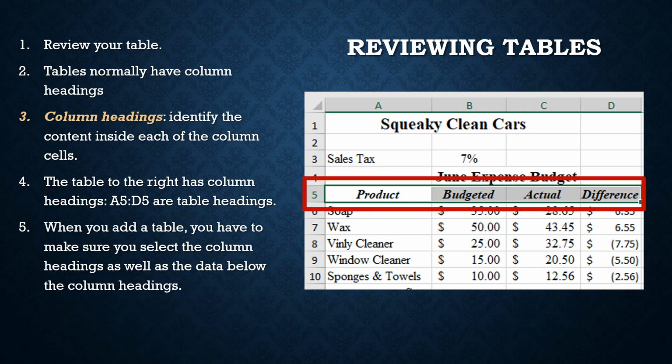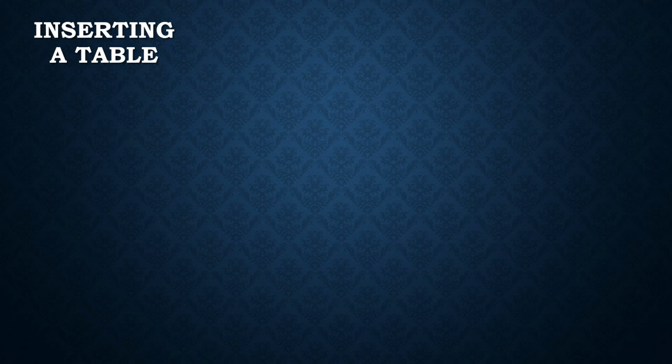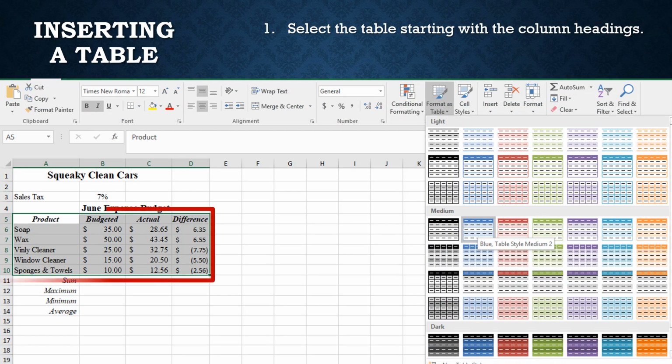When you add a table, you have to make sure you select the column headings as well as the data below the column headings. The column headings should be in the first row of the table. To add or insert a table format, select the table starting with the column headings.